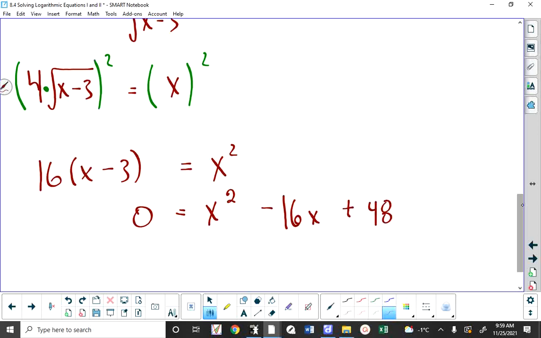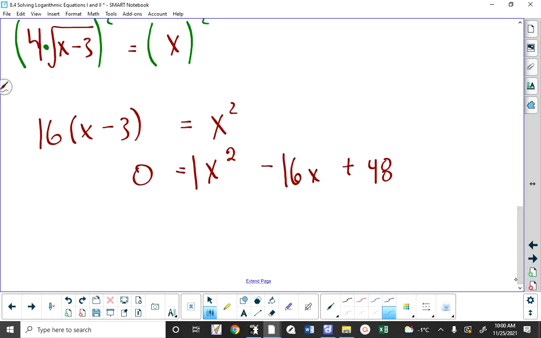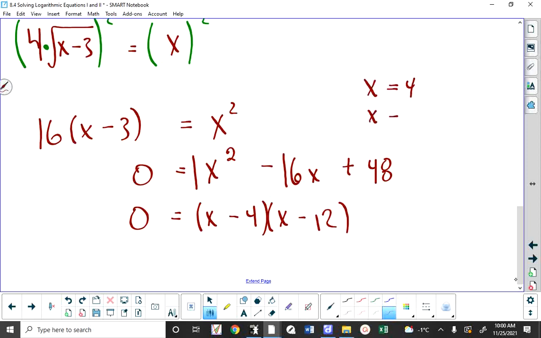Are there two numbers? Because the coefficient of the first term is 1, I don't think it's necessary for us to delve into b squared minus 4ac. We can just ask ourselves, can we find two numbers that multiply to give 48 and add to give negative 16? Negative 4 and negative 12. So this in factored form is x minus 4, x minus 12, which means x equals 4 and x equals 12.